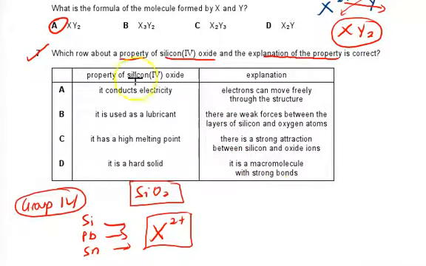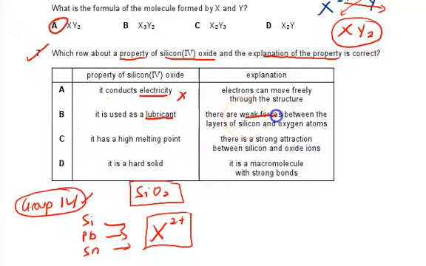So let us go through one by one. It conducts electricity. Electrons can move freely through the structure. So this is incorrect, because in our group 14 only carbon can conduct electricity. So this is wrong. It is used as lubricant.